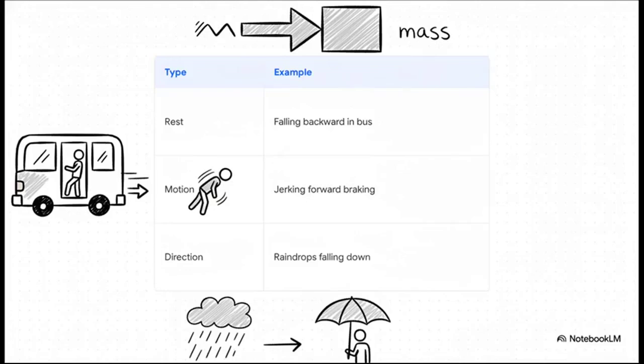But here's the thing. When these forces actually try to act on a body, they are met with resistance. And that resistance is called inertia. Inertia is really just a measure of an object's mass. It's basically nature's ultimate stubbornness. It's resistance to change. And we see 3 types of it every day. Inertia of rest is exactly why you fall backward when a bus suddenly accelerates. Your body just wants to stay still. Inertia of motion is why you jerk violently forward when that same bus slams on the brakes. And inertia of direction, well, that's why raindrops fall in a straight line and literally cannot dodge you on their own, which is exactly why you have to hold an umbrella directly over your head.